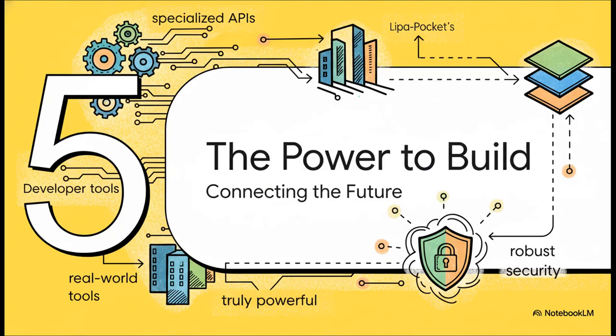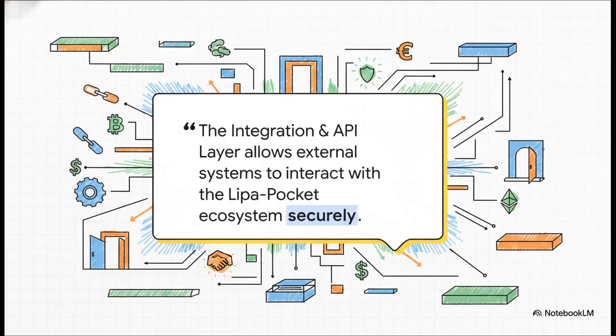So when you put it all together, the specialized APIs, the tools that help developers move fast, the real-world applications, and that solid foundation of security, you start to see that this is way more than just a payment processor. It's a platform for innovation. This quote from the documentation really just nails it. This layer isn't about code, it's about connection. It's basically an open door that invites partners, developers, and businesses to come and build on top of the Lipa-Pocket ecosystem, to create brand new solutions and integrate crypto payments in ways we probably haven't even thought of yet.